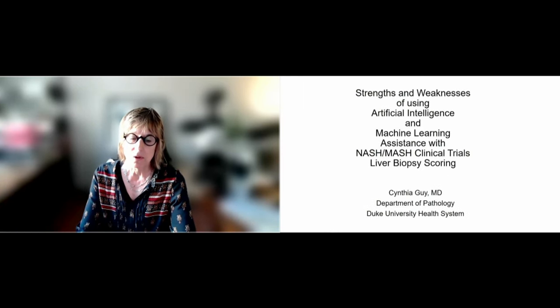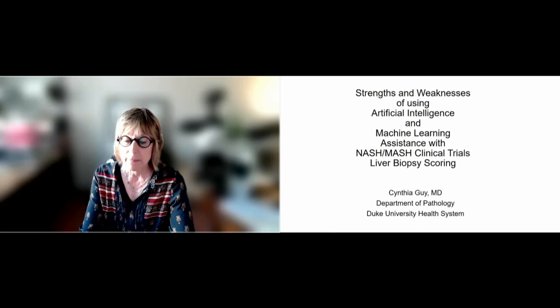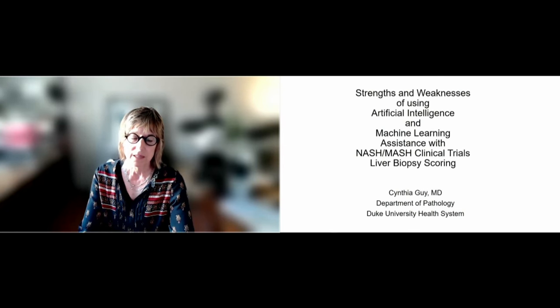Thank you to the organizers for inviting me to participate in this important workshop. My assigned topic is strengths and weaknesses of using artificial intelligence and machine learning in NASH liver biopsy scoring for clinical trials. Next slide.